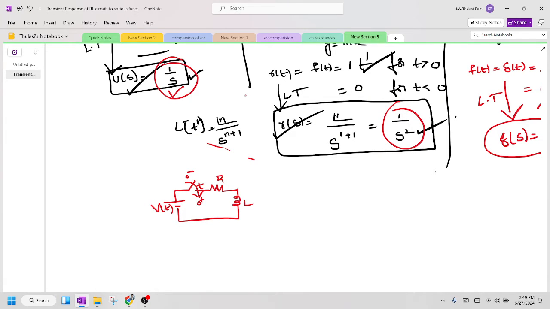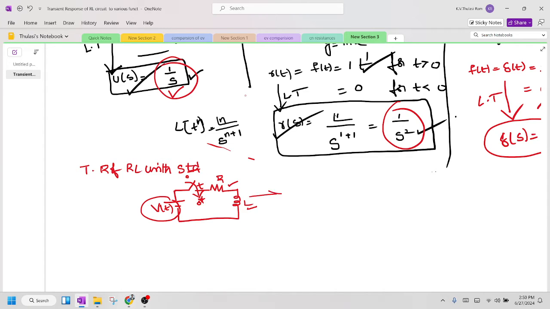Hi, good evening everyone. Now we are going to find out the transient response of an RL circuit with different standard test functions. I'm taking the applied voltage as V of t. The switch is open at t equal to 0 minus and is closed at t equal to 0 plus. I have R and L connected in series.